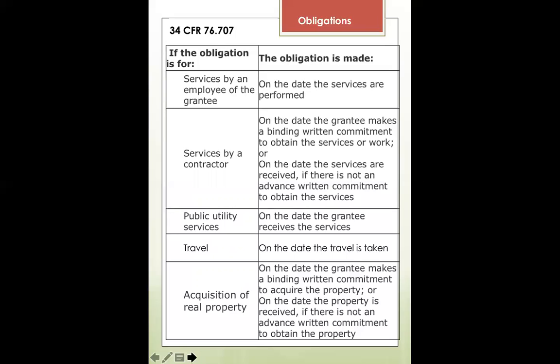Whereas for a contractor's service, it's on the date that they make a binding written commitment or the date the services are received. But you can see you have a little wiggle room in that if you have a contract that says you owe them that, they're going to have that service, it's a binding contract, then you can count that as an obligation.